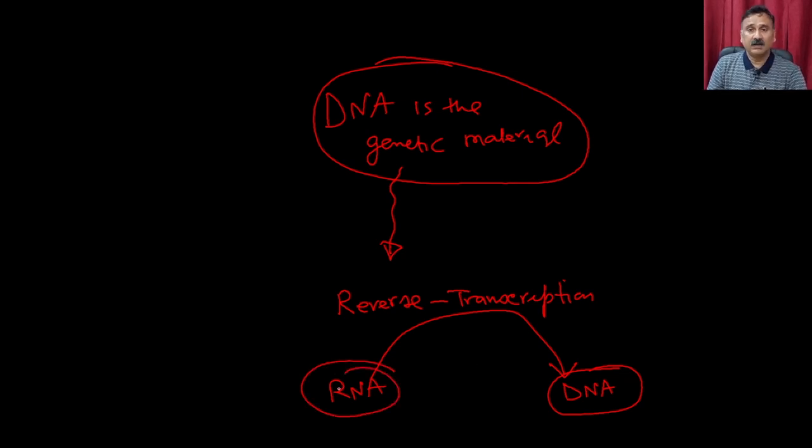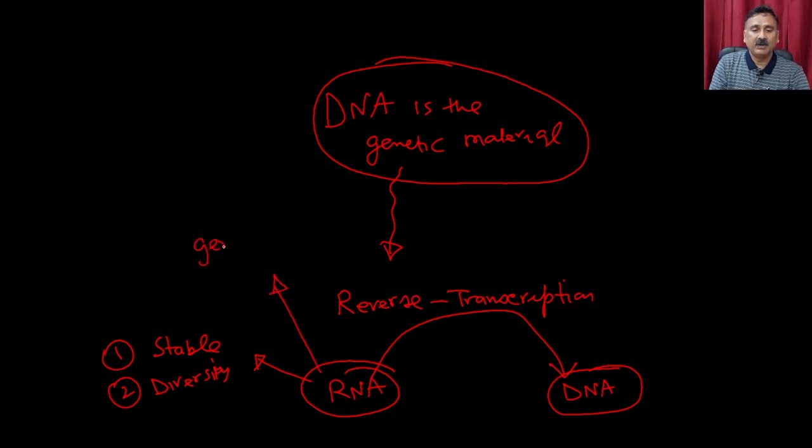And by doing so, there were people who said that RNA is also very stable, right? RNA can also provide the diversity. And since RNA can be converted into DNA, there is a possibility that the RNA could also behave like a genetic material, right? Perhaps in exceptional cases or some other kinds of cases. So again the same debate started whether the RNA could be a genetic material or not. To prove that, people started doing experiments, okay?